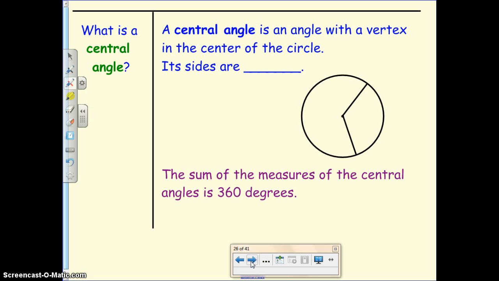I think you've got the hang of this. What is a central angle? Well, a central angle is an angle with a vertex in the center of the circle. Its sides are radii. And the sum of the measures of the central angles will always be 360.